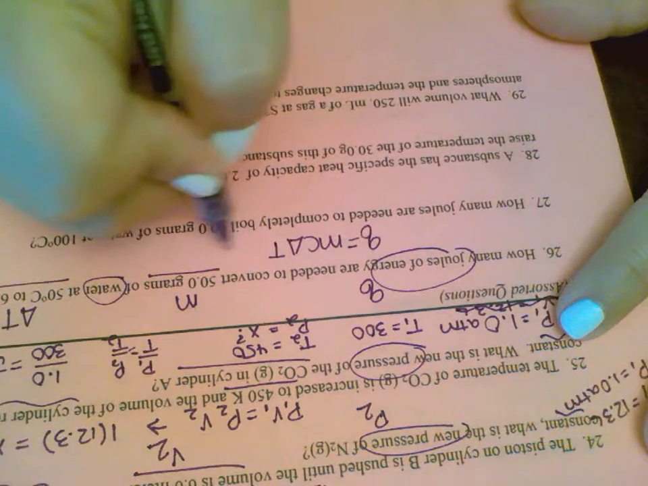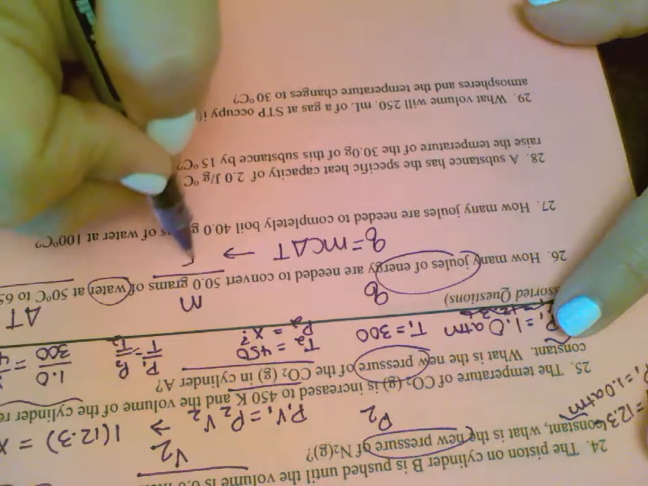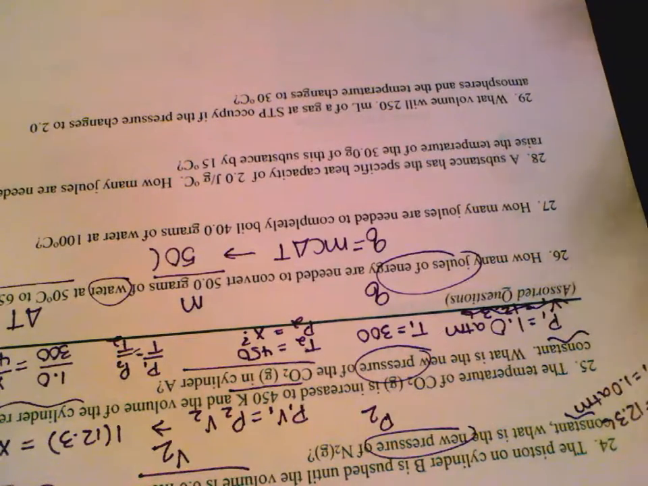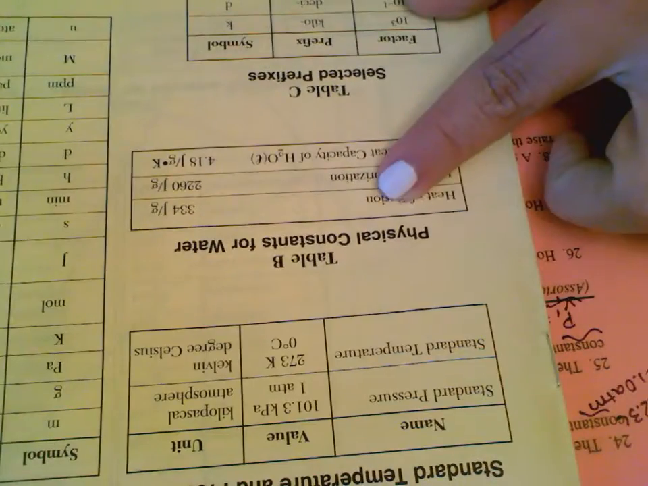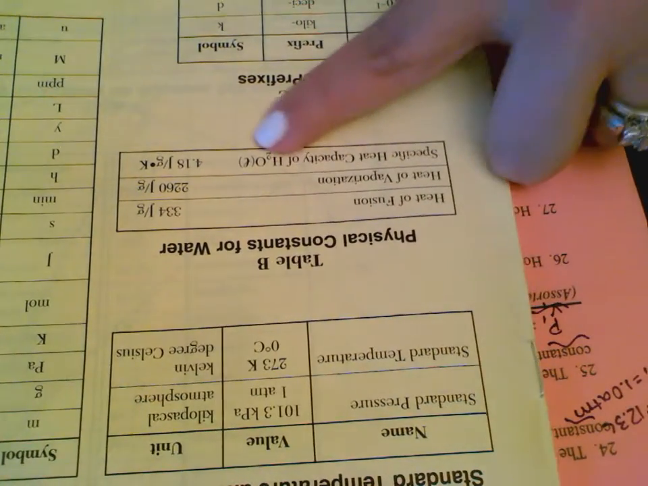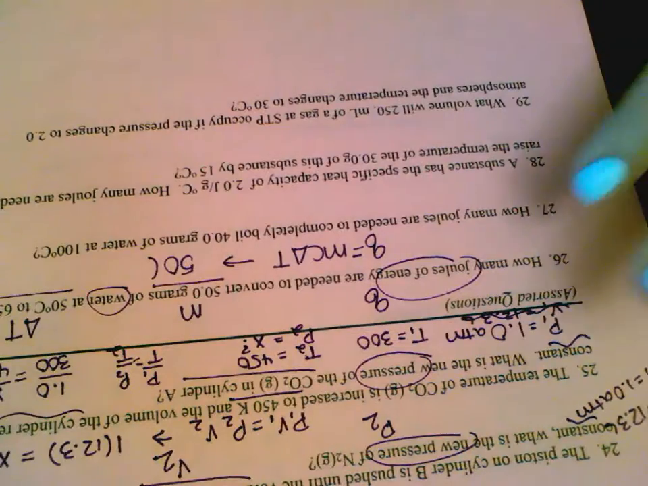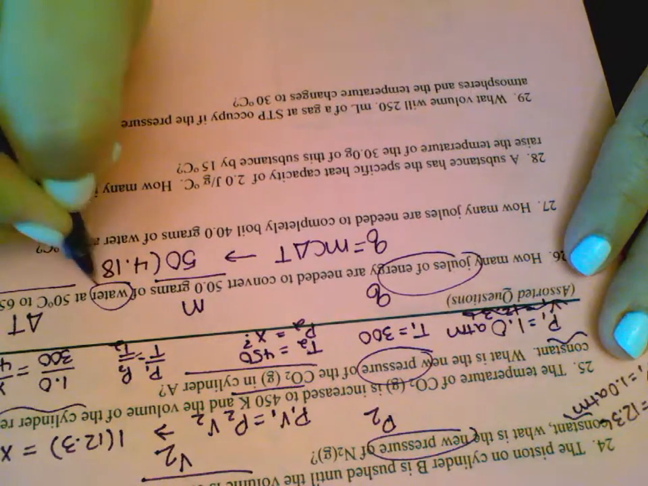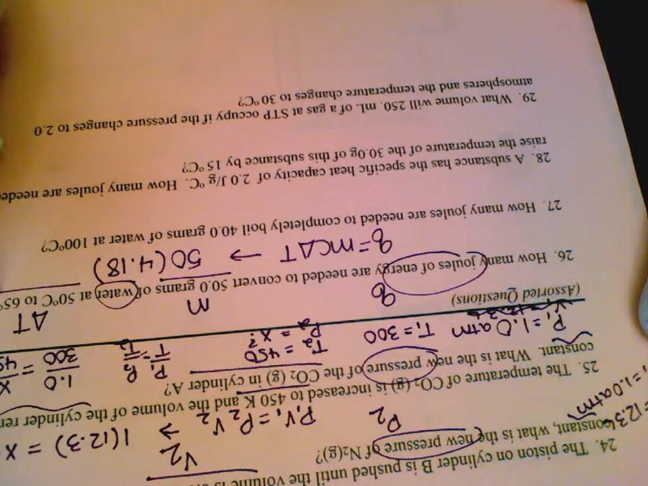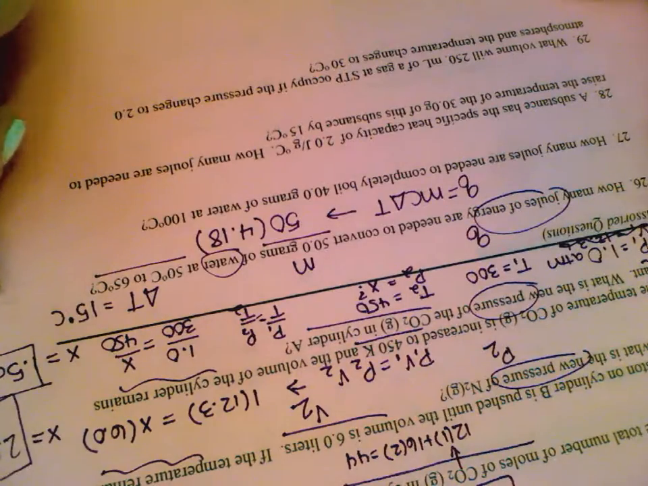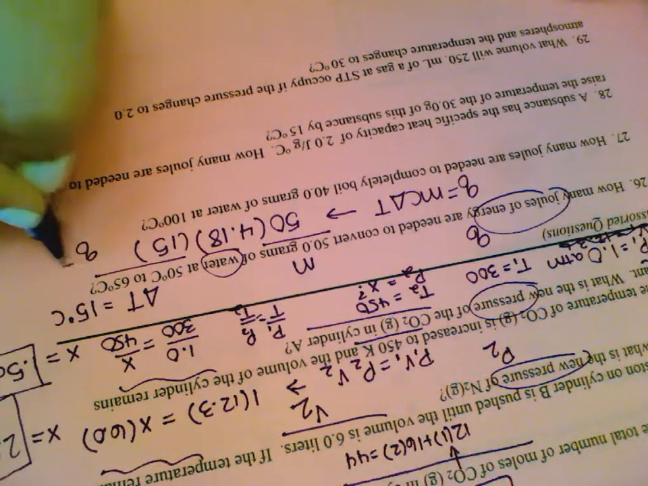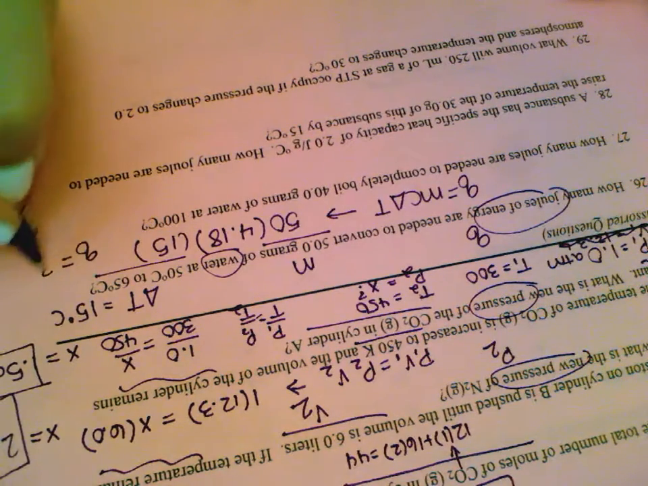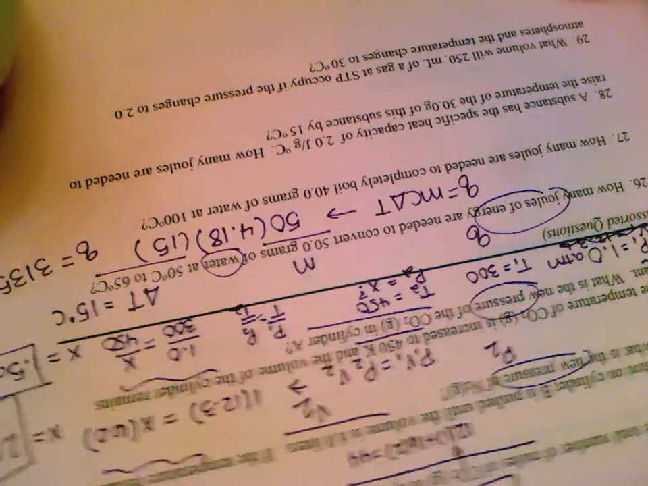So I say, okay, M is 50. My C, for specific heat for water, go to the very first part of your reference table. This gives you physical constants. C is your specific heat capacity. So it's 4.18. And that change in temperature from 50 to 65 is 15 degrees Celsius. So I'm going to multiply by 15. So I'm going to get Q equals 3,135 joules.